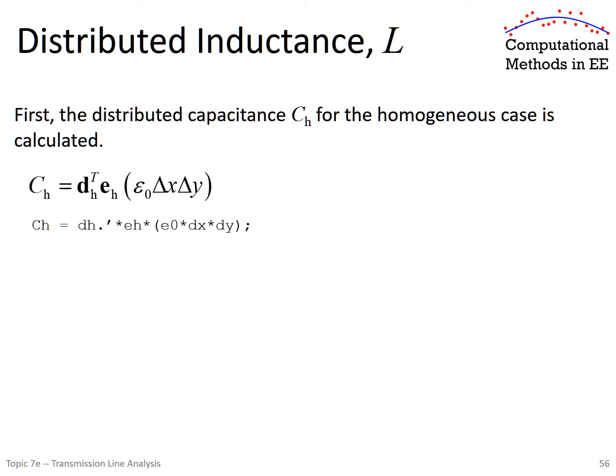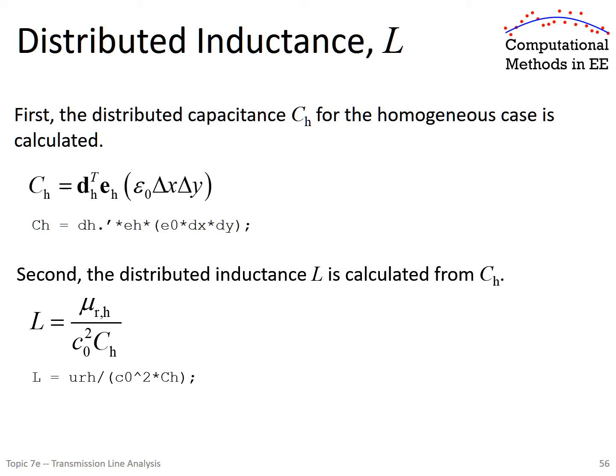Our distributed inductance. Very similar to last slide. We will solve the homogeneous Laplace's equation, from which we get the electric field E, the electric flux density D for the homogeneous case. And we'll do this same dot product, add them up, and multiply by epsilon, delta x and delta y. So we get another distributed capacitance, but just for the homogeneous case. So this is not the real distributed capacitance. This is just our intermediate term to get the distributed inductance.